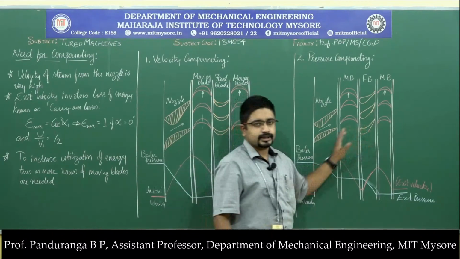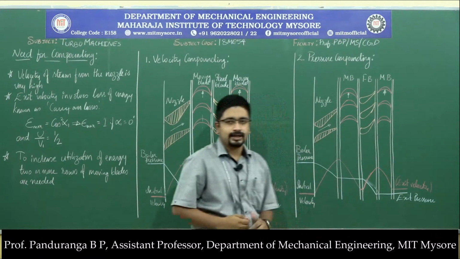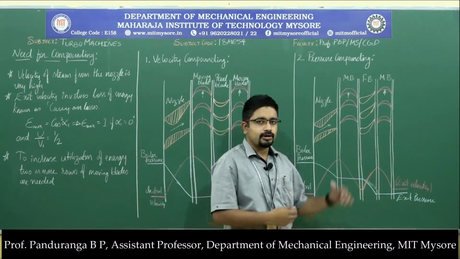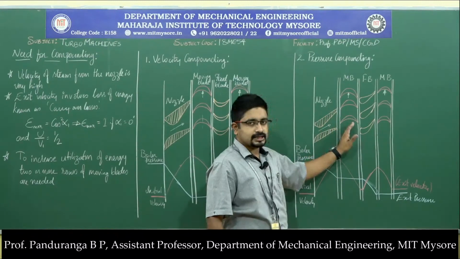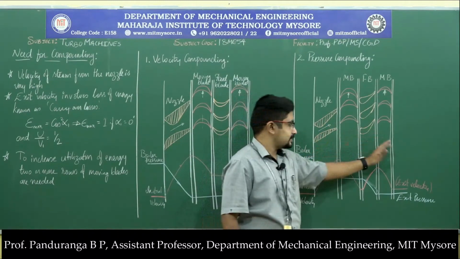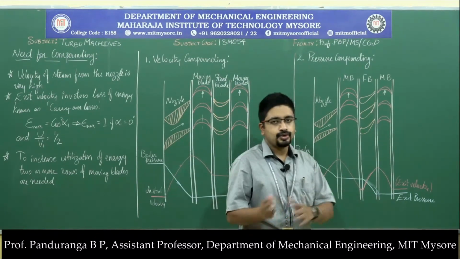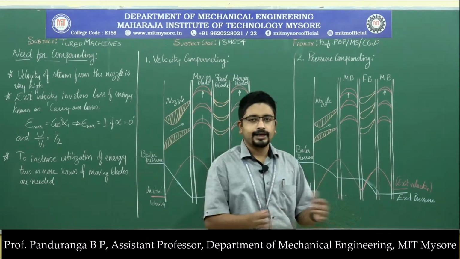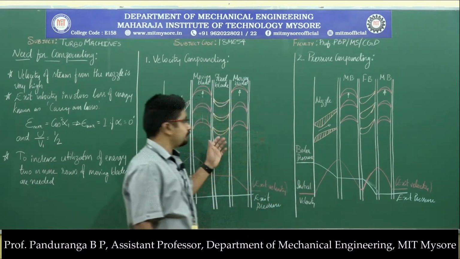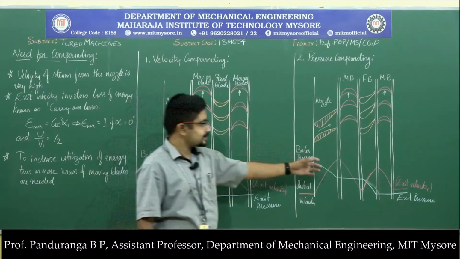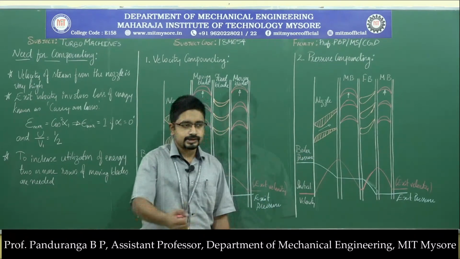This combination is nothing but you are using two single stage impulse turbines, one after the other, which are operating at different pressures. So this stage is operating at higher pressure, this stage is operating at lower pressure. They are similar to two simple impulse turbines placed one next to the other. So here this is one way of compounding, and this is another way of compounding. Then we have the combination of two, which we will see now.